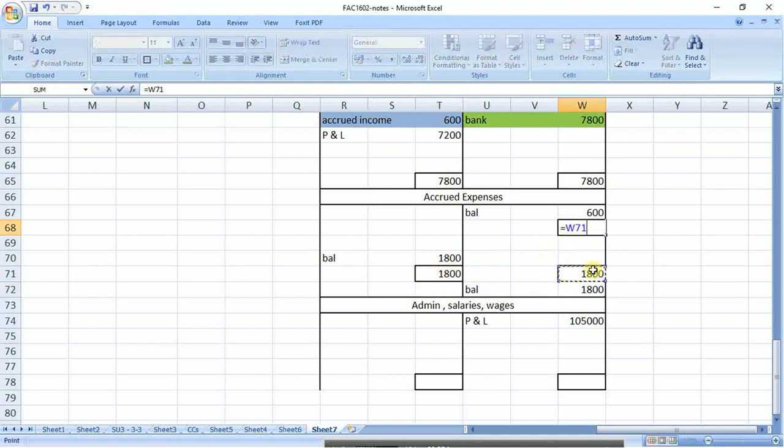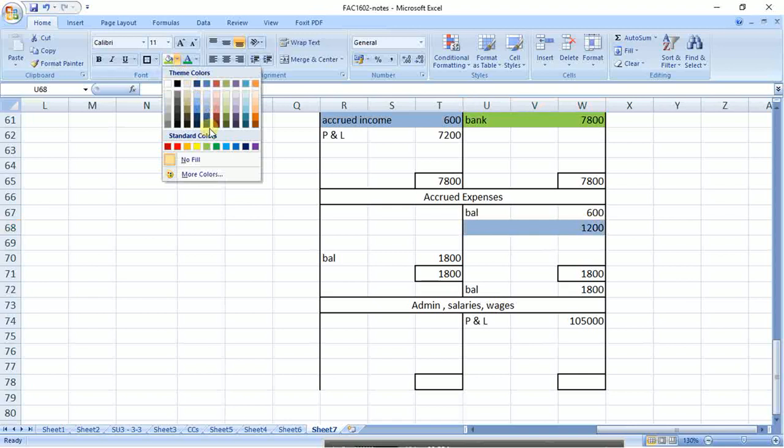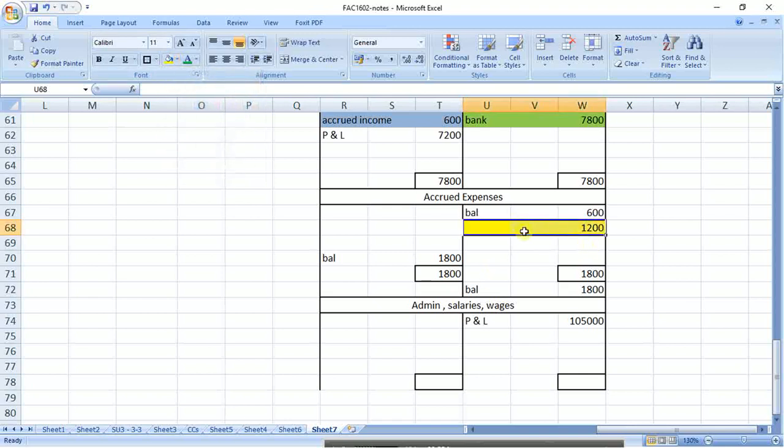So the carry down figure is this minus that. So there's an amount that we need to take down. Do you see that? This figure is the balancing figure in your accrued expense, which goes to your admin, your salaries and your wages.